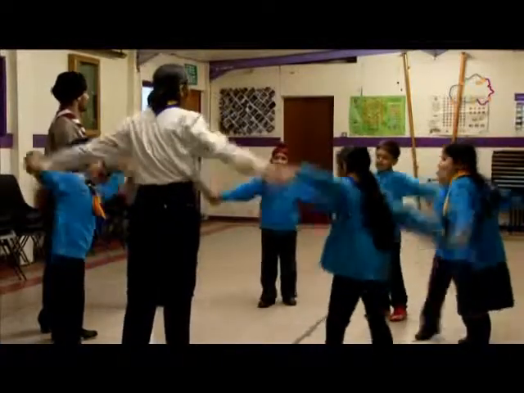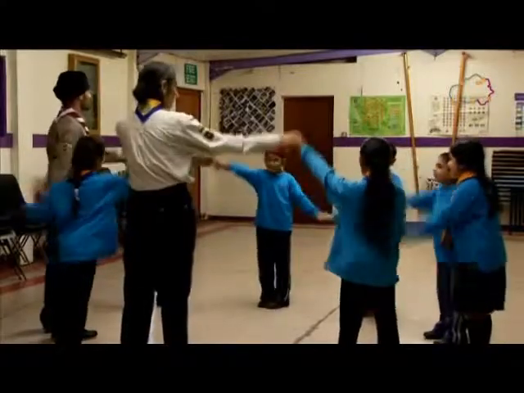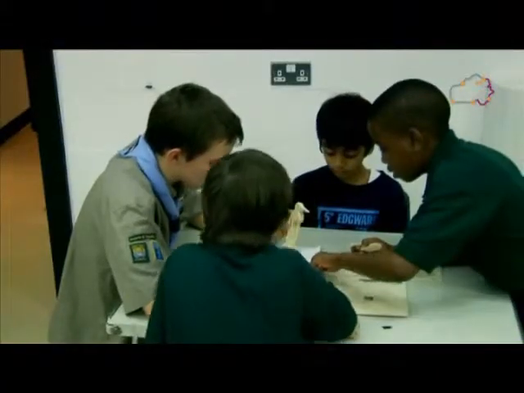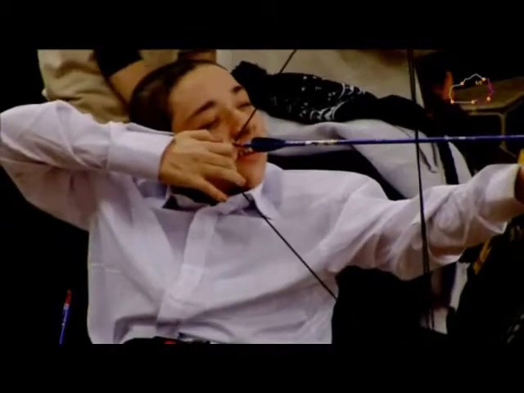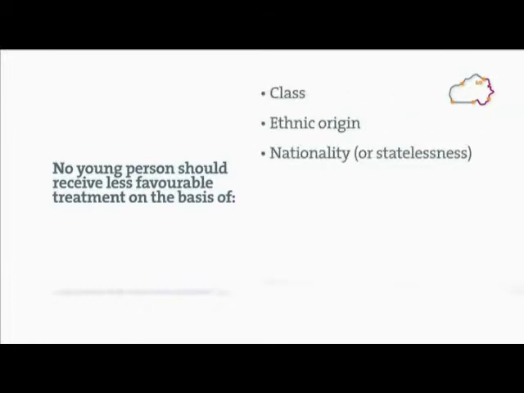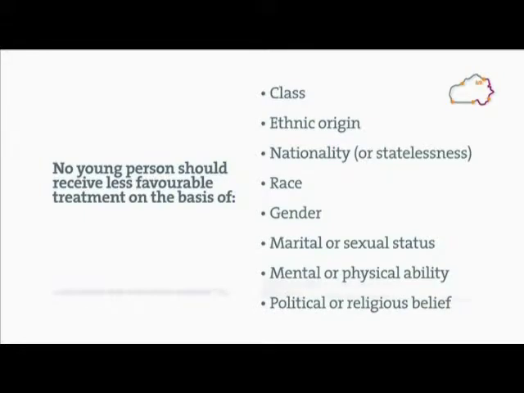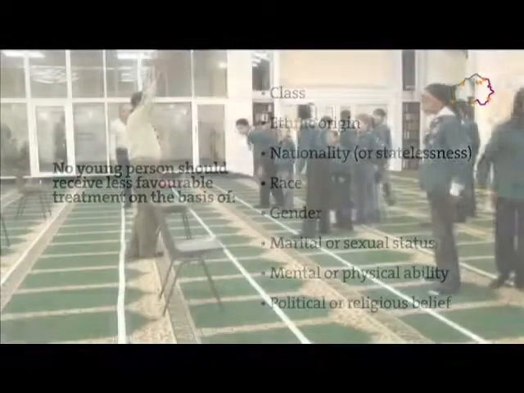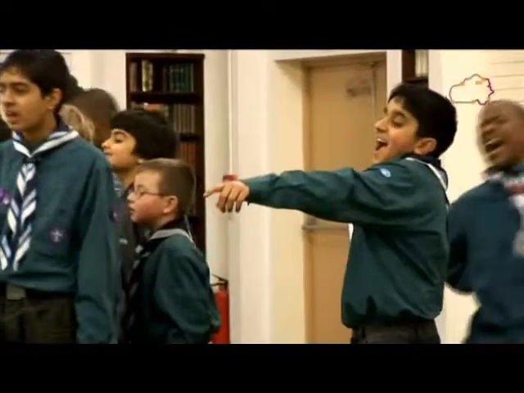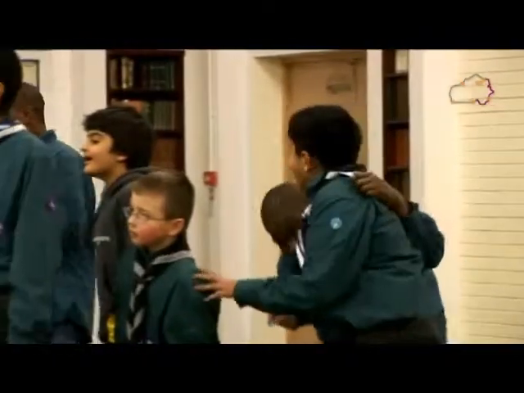Within the framework of the fundamentals of Scouting, the Scout Association is committed to equality of opportunity for all young people and adults. Being open to all is a fundamental element of our purpose as an organisation. Our Equal Opportunities Policy states that no young person should receive less favourable treatment on the basis of class, ethnic origin, nationality or statelessness, or race, gender, marital or sexual status, mental or physical ability or political or religious belief. The Scout Association opposes all forms of racism. As adults in Scouting, this is something we all have a responsibility to ensure.